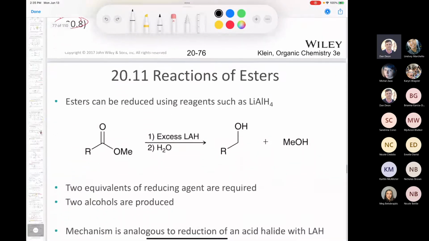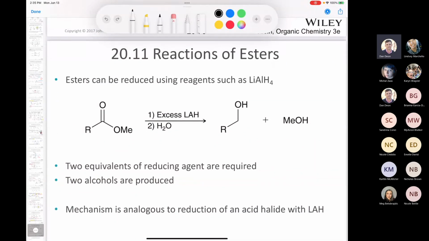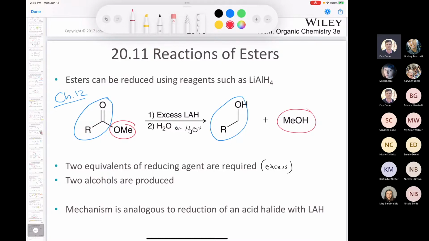Next slide is just a review. This is a reaction that we learned way back in the alcohols chapter, so this goes back to chapter 12. We said if we took an ester, treated it with excess lithium aluminum hydride followed by water or H3O plus, we could make a primary alcohol. Two equivalents of the reducing agent, that's why we write excess. And it says we get two alcohols. So we end up making one alcohol from this portion of the molecule, and then we end up making the alcohol from this portion of the molecule as well.